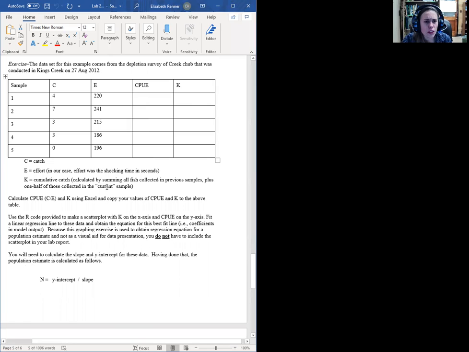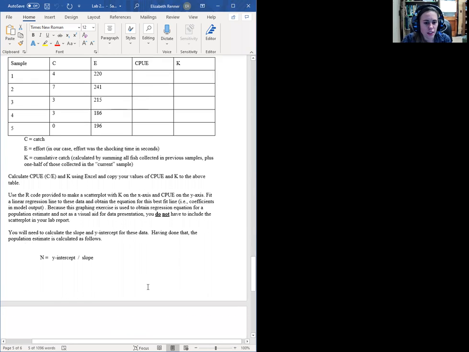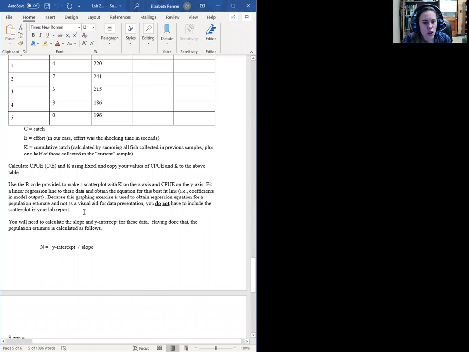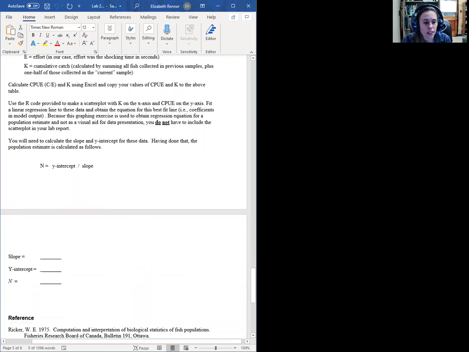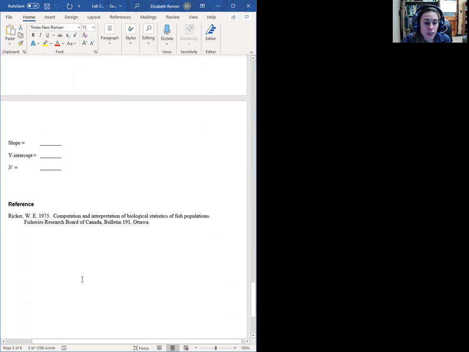And then we're going to use the R code that we already did to create a scatter plot with K and CPUE. And so you don't have to include the scatter plot in your report, but you are going to need to give me the slope, the y-intercept, and your population estimation.